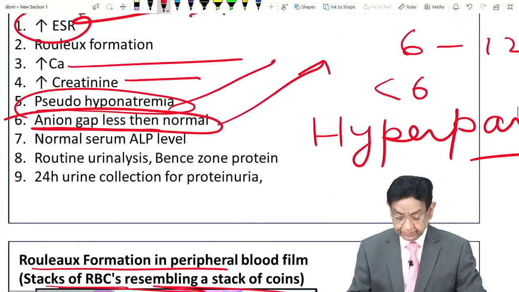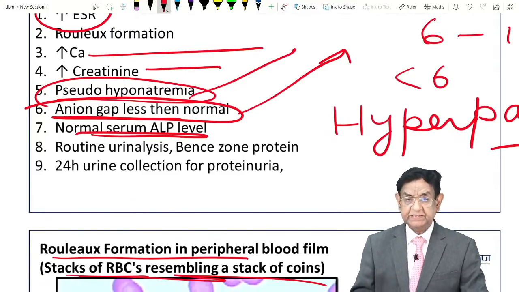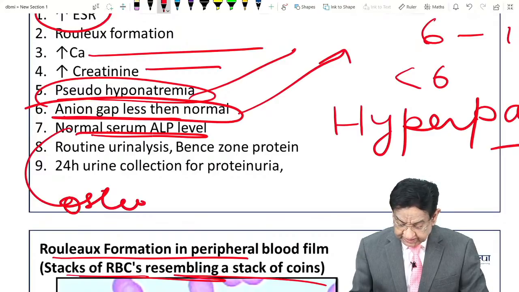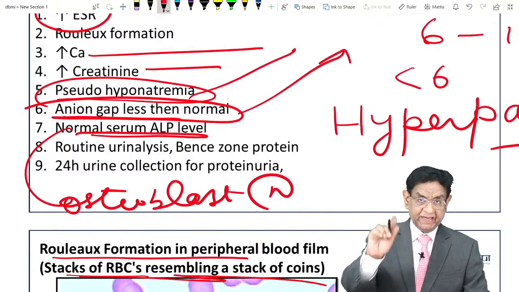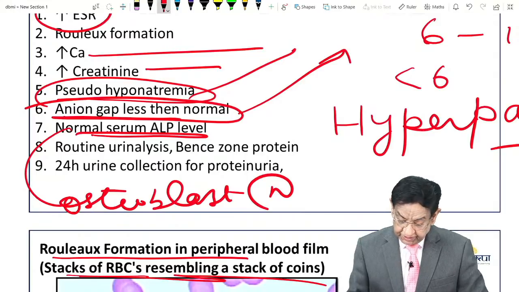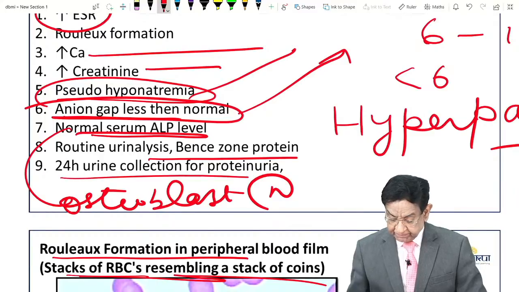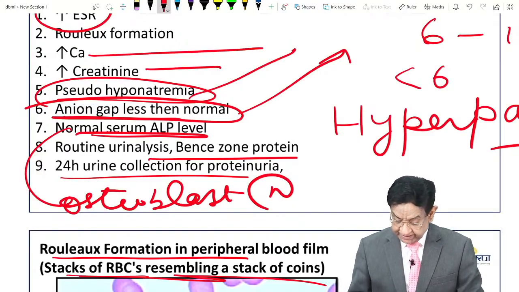Okay, lovely question. Normal serum alkaline phosphatase, why? The reason is here: the osteoblastic activity is normal. Normal osteoblastic activity, so ALP level will be normal. Urine examination will tell you the Bence Jones protein and 24-hour urine protein, that is the proteinuria. If you collect the urine for protein, it will be increased.